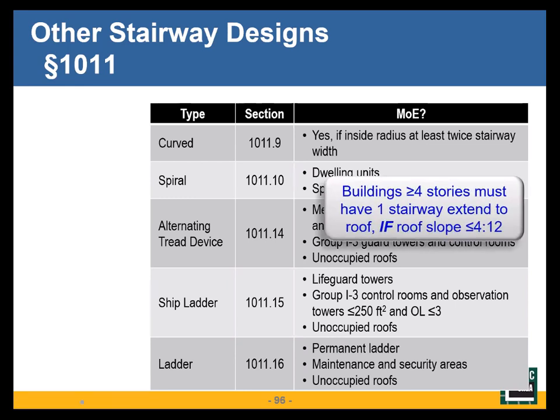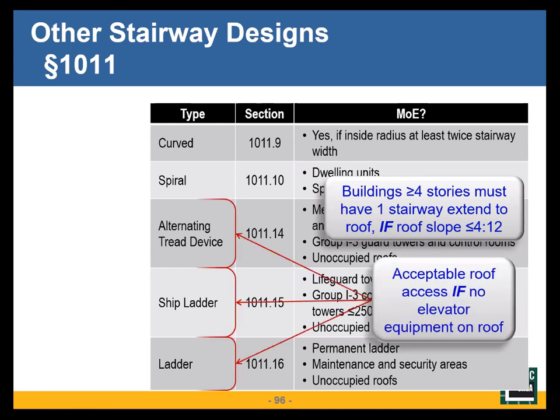Code also says if my building is 4 or more stories in height, I have to have at least one stairway that extends to the roof level if the roof has a slope of no more than 4 in 12. It could be my stairs I continue to the roof, or it could be one of these 3 types of stairway designs that gets that last level to the roof. Another exception says, but if the elevator equipment's on the roof, it has to be the standard set of stairs.